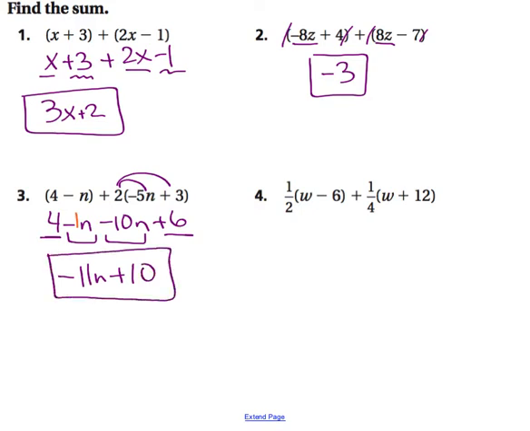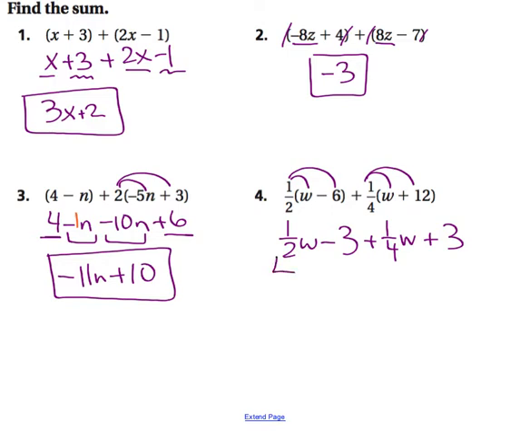Next example. 1/2 w minus 6 plus 1/4 w plus 12. We cannot just get rid of these parentheses by erasing. We do have to distribute on both of them. 1/2 times w. 1/2 times negative 6 would be negative 3. 1/4 times w is 1/4 w. 1/4 times 12 is 3.